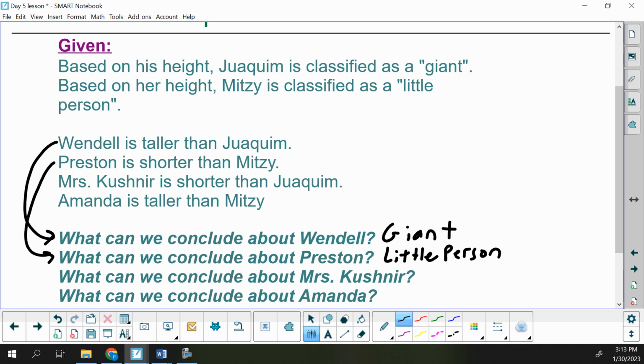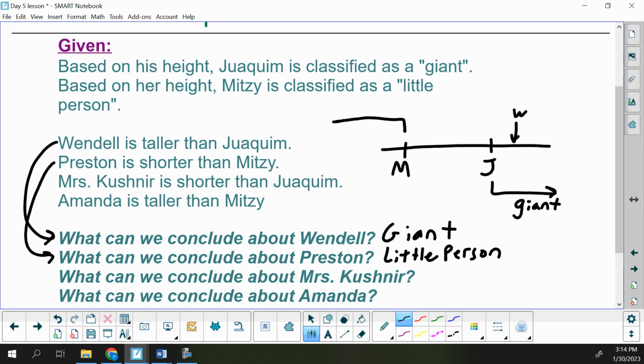So if you think of it kind of like a number line, if Joachim is here, anything bigger than Joachim should be a giant. Well, Wendell was bigger, so Wendell was also a giant. If we think of Mitzi being here, and anything less than Mitzi is a little person, well, if Preston is shorter than Mitzi, Preston is within that span that we would consider a little person.